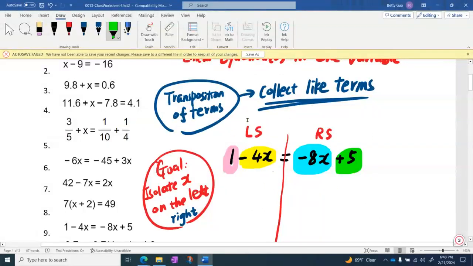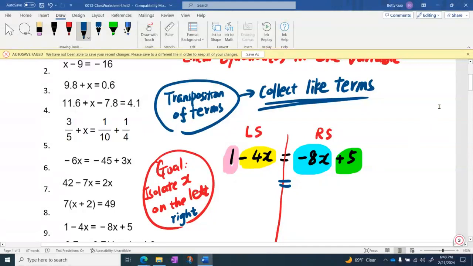So here, our purpose in using the transposition of terms is to collect the like terms. I'm going to keep the yellow and the blue on the left side, and the pink and the green on the right side. That's what I'm going to do. I can do that by applying the transposition of terms. And this technique is very flexible and very convenient.